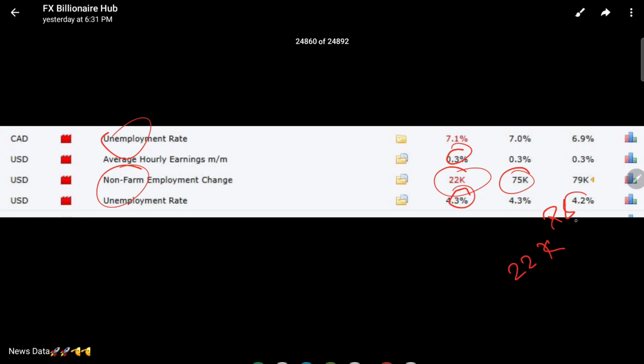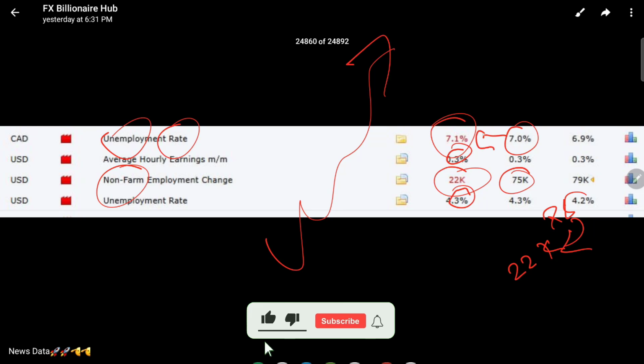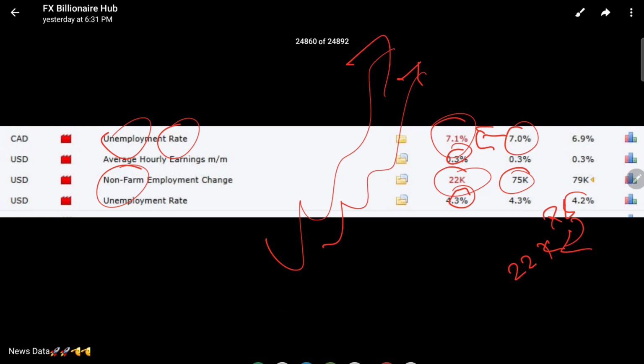That's why gold flew away around 500 pips or more than 500 pips. And also the unemployment rate increased, that means 7.00% to 7.1%. This is another reason for gold to fly. So this is the way the news analysis works, how news analysis affects the market.